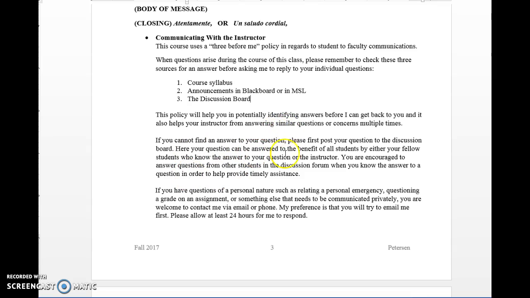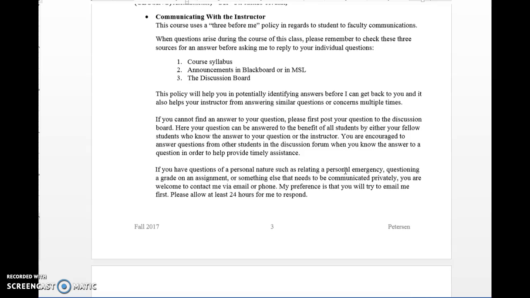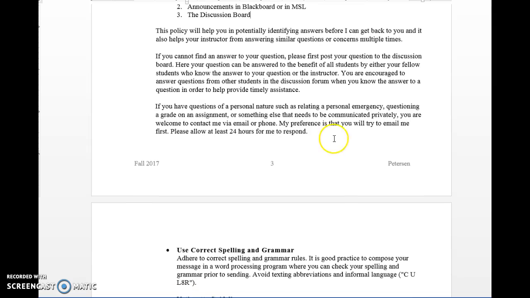Okay, if you cannot find an answer to your question, okay, you can post your question in the discussion board, and here your question can be answered to the benefit of all students. Okay, because usually if one student has a question, several more also have a question. Okay. Now, if you have questions that are more of a personal nature, such as a personal emergency or questioning a grade on an assignment, that's something that needs to be communicated privately, so contact me via email or phone.